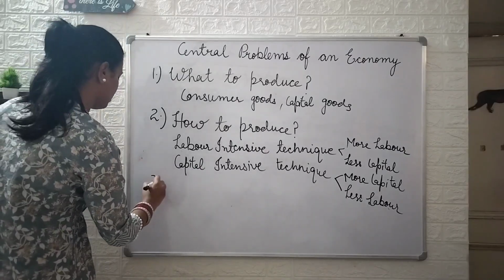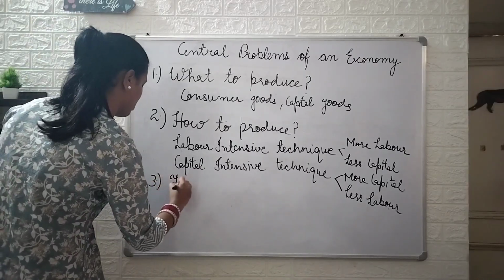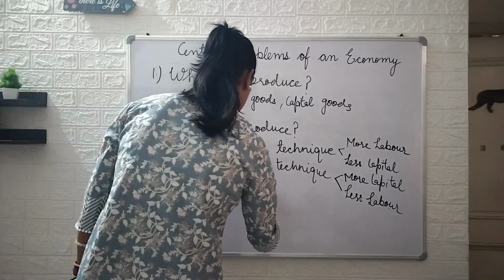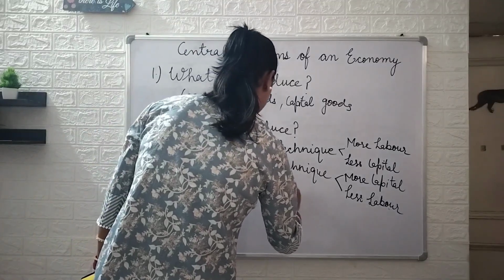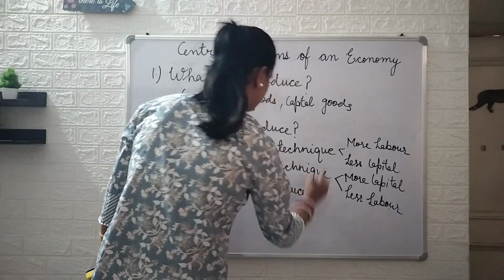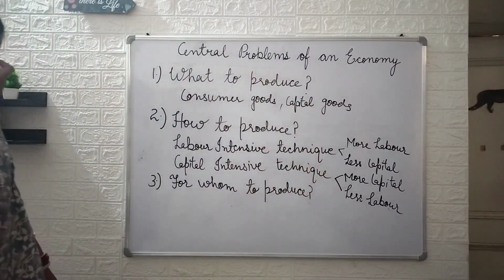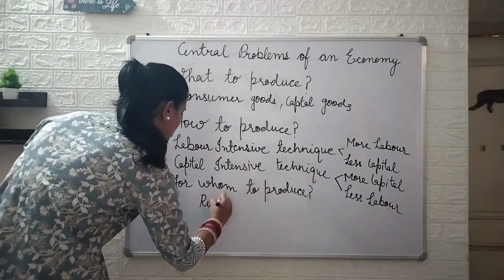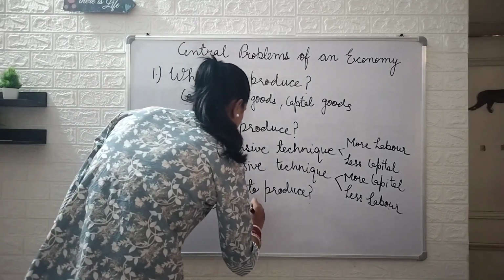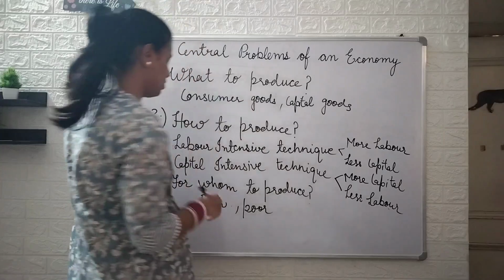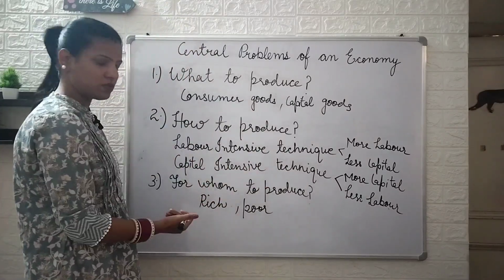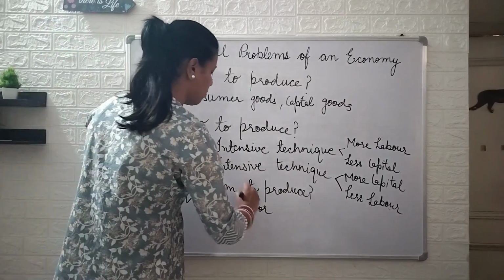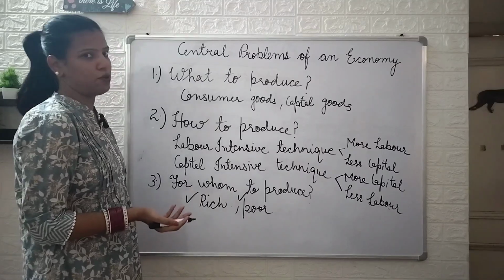The third is for whom to produce. We have two sections of our society: rich and poor. Now, for whom should we produce? Should we produce for the rich or should we produce for the poor? It is also our central problem.